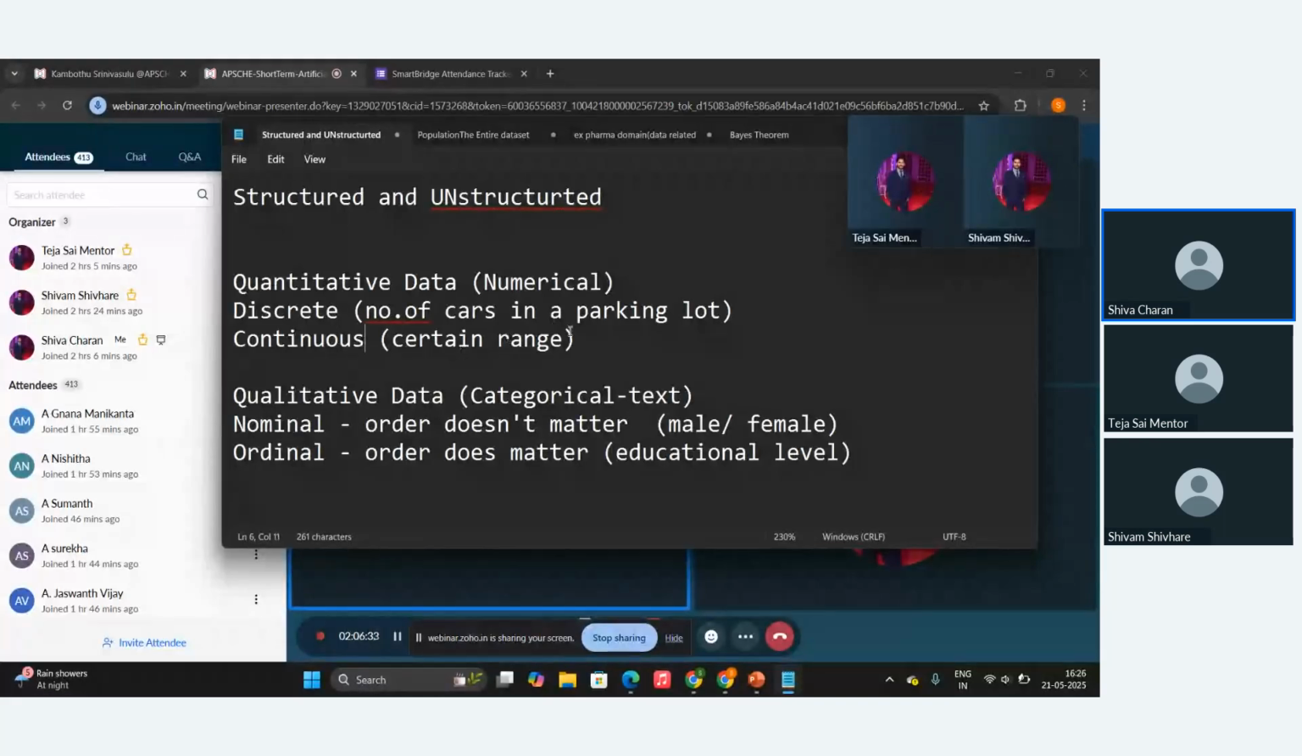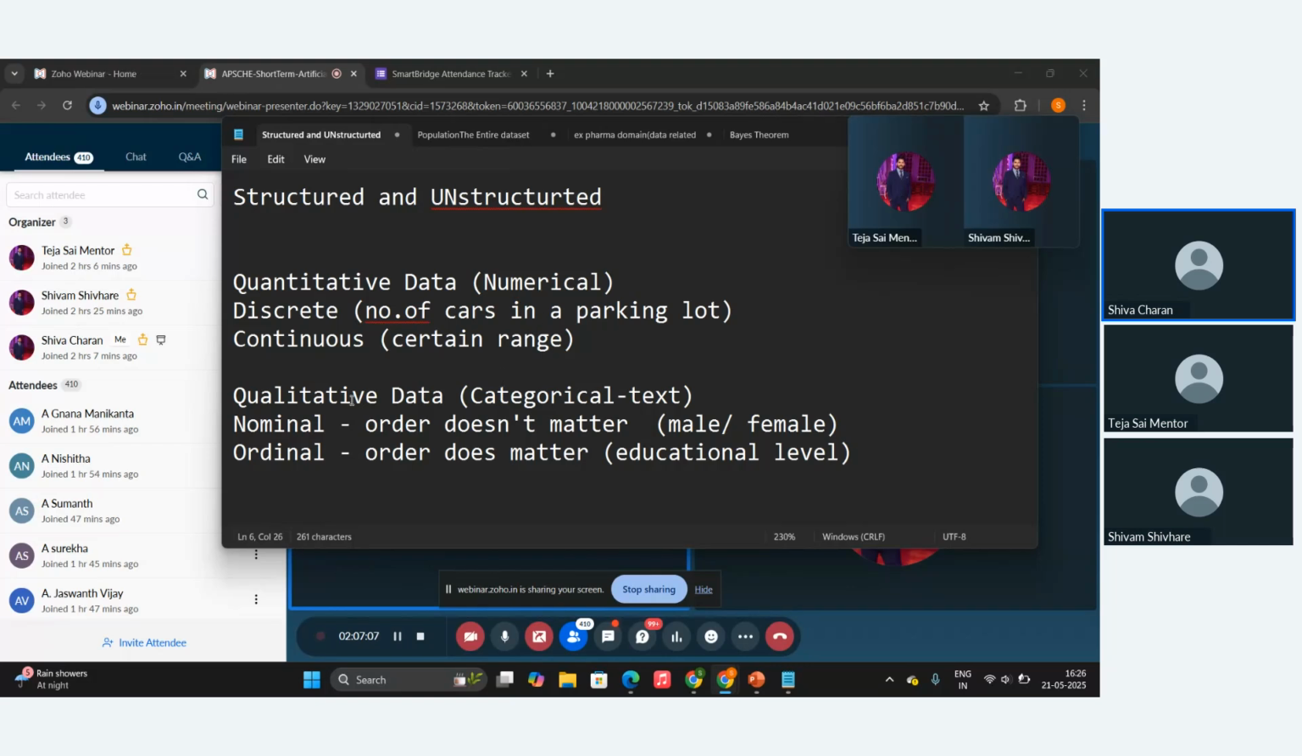Continuous means we'll be having a certain range. What does that certain range mean? It will be having a minimum and a maximum value, and between that the values will be varying. So let's say considering the height of all the children present in one single section. There will be a few kids who are very tall, and a few kids who are very short, right? So between a range I will be getting values.